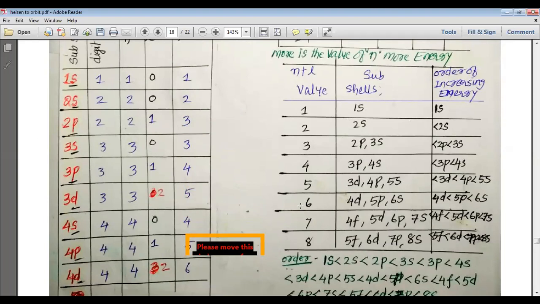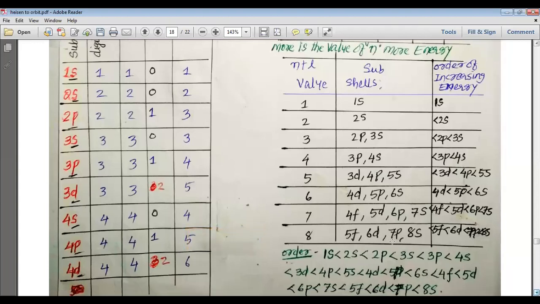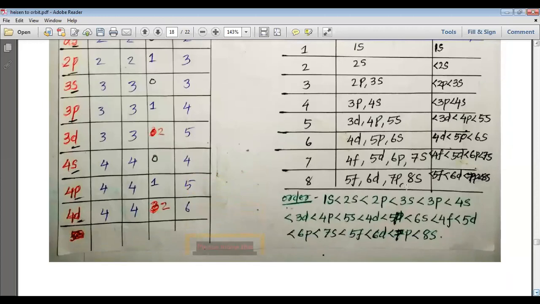When n plus l is equal to 6, we have 4d, 5p, 6s. When n plus l value is 7, we have 4f, 5d, 6p, 7s. When n plus l value is equal to 8, we have 5f, 6d, 7p, and 8s. So according to this, we can arrange them in the increasing order of their value.